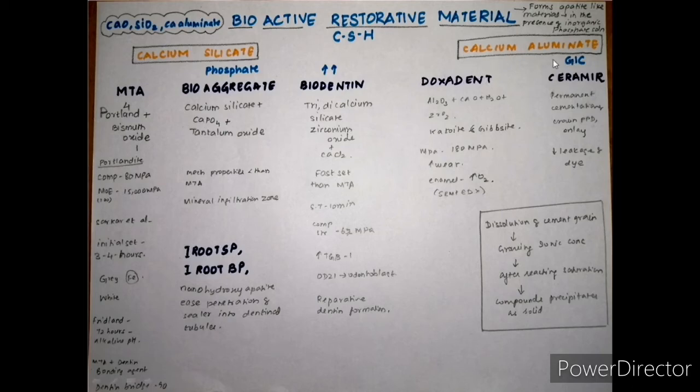Next, let us see about the calcium aluminate cement, that is Doxydent. It contains aluminum oxide, calcium oxide, water, and zirconium oxide. The main thing which you should remember is that the chief component is a calcium aluminate base. When MTA is mixed with water, it forms portlandite. Similarly, when Doxydent is mixed with water, it forms katoite and gibbsite. The compressive strength of Doxydent is around 180 MPa. So it is actually high.